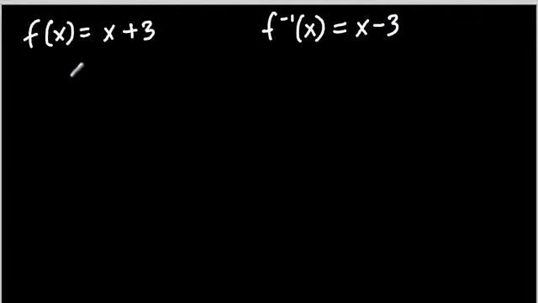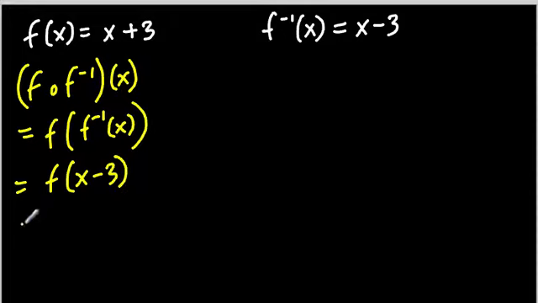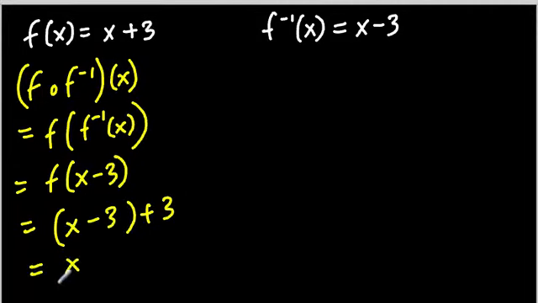What I want to investigate is what f of f inverse of x is. So that's f of f inverse of x. F inverse of x is simply x minus 3, so that's f of x minus 3. That's equal to something plus 3, and that something happens to be x minus 3, and minus 3 plus 3 is equal to x. So f of f inverse of x in this case is equal to x.